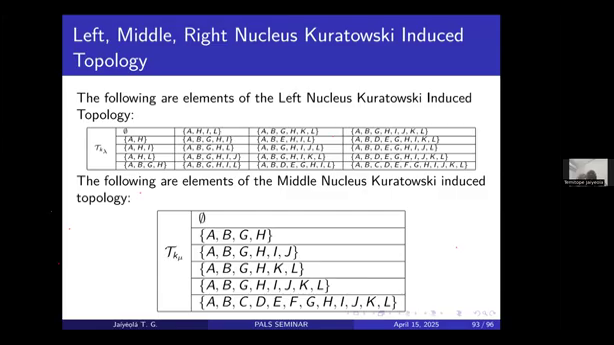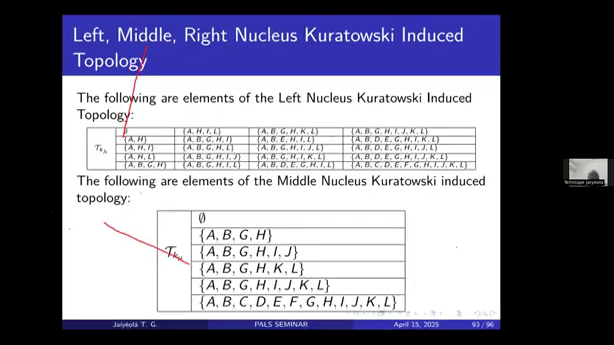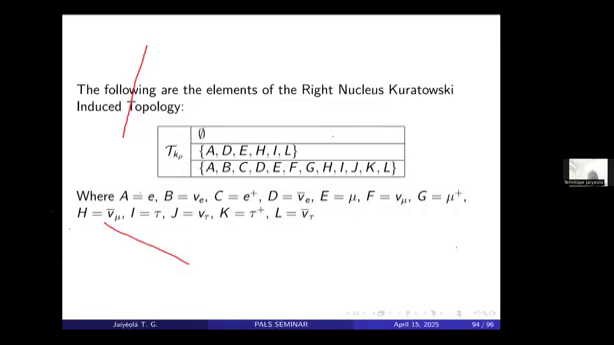The left, middle, and right nuclear Kuratowski-induced topology for the lepton group is as given. The one for the right nucleus is this. The one for the middle is this. And for that of the right, it's just this.